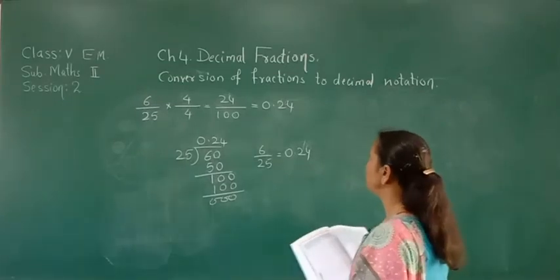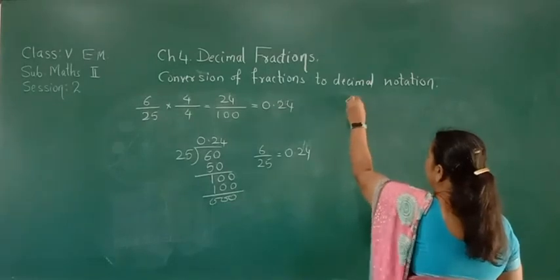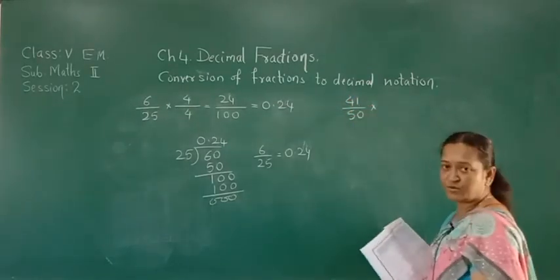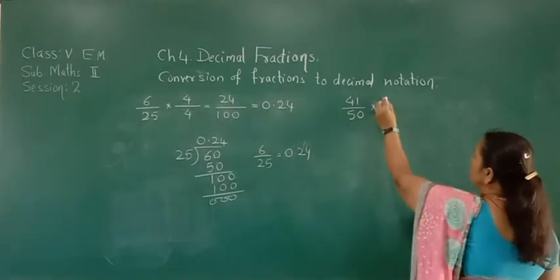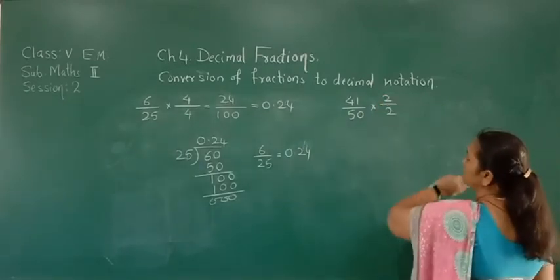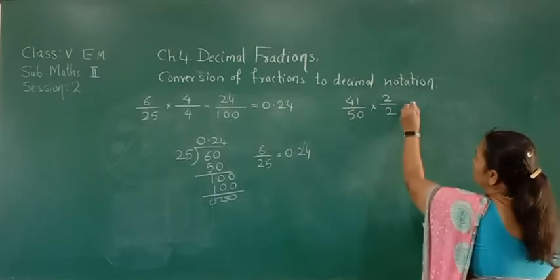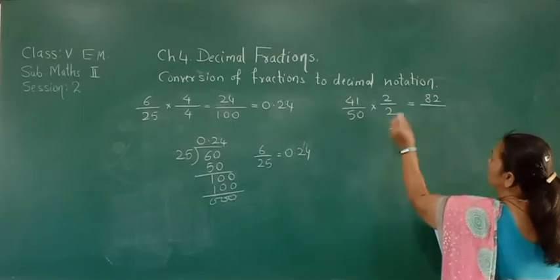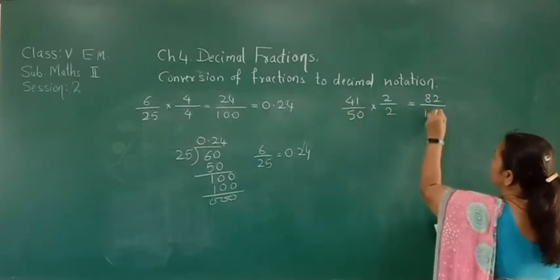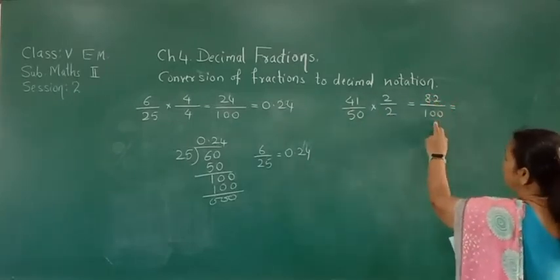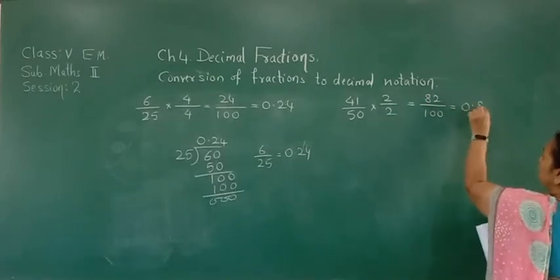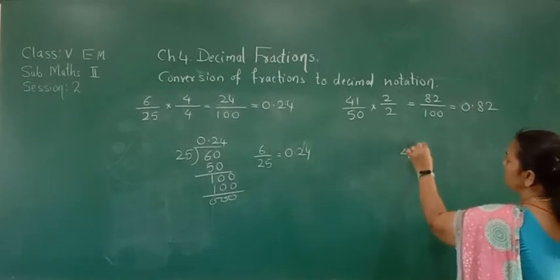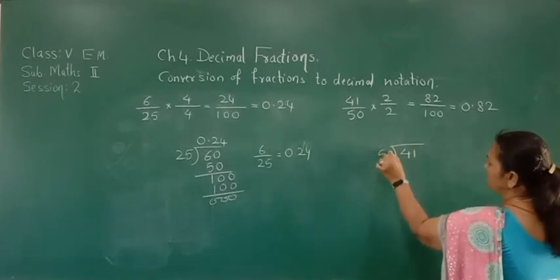Now another example, if it is 41 by 50, then we know 50 2s are 100. So both the numerator and the denominator multiply by 2. So here 41 2s are 82, and 50 2s are 100. So 82 by 100 is 0.82, or 41 you can divide by 50.